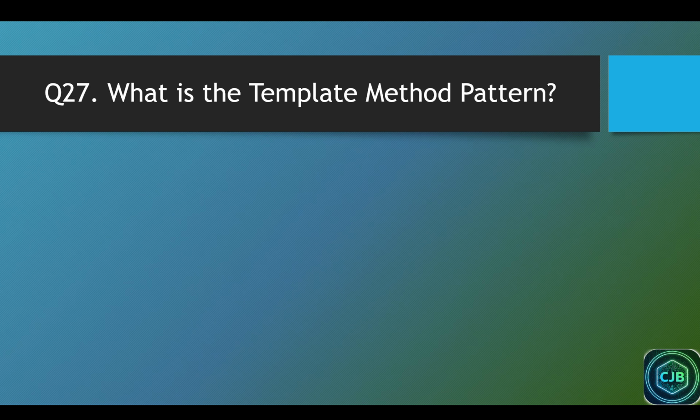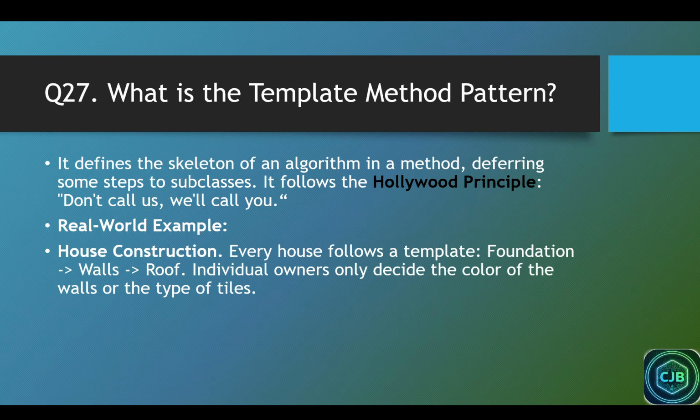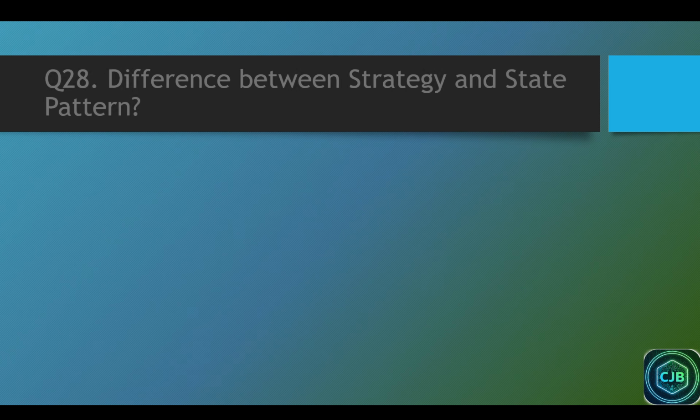What is the template method pattern? It defines the skeleton of an algorithm in a method, deferring some steps to subclasses. It follows the Hollywood principle: don't call us, we call you. Real world example: house construction. Every house follows a template: foundation, walls, roof. Individual owners only decide the color of the walls or the type of tiles.